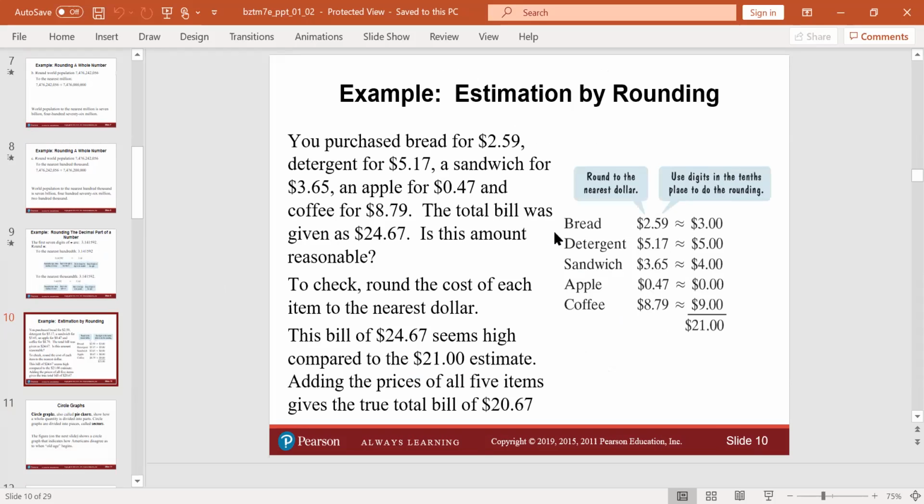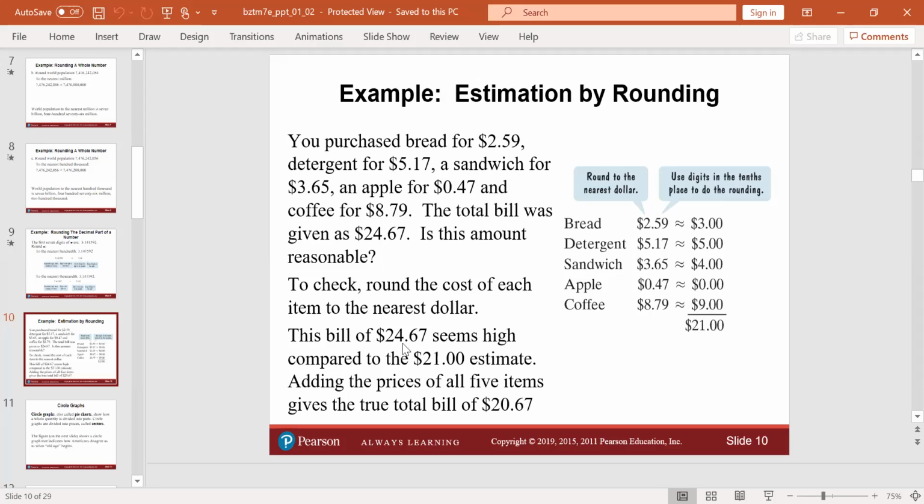Here's a nice example of using estimation. Again, this is like if you need just a quick and dirty estimate off the top of your head, you could round things to the nearest dollar. Bread, you spent $2.59, round it to $3. Detergent, it's $5.17, round it to 5. Round it to the nearest dollar. So here's the nearest dollar. Look, 1 decimal place to the right of that. And so this would suggest rounding up to 3. This would suggest rounding down to 5. And so on. And what you end up with is now 3 plus 5 plus 4 plus 0 plus 9, which is probably something you can do in your head.